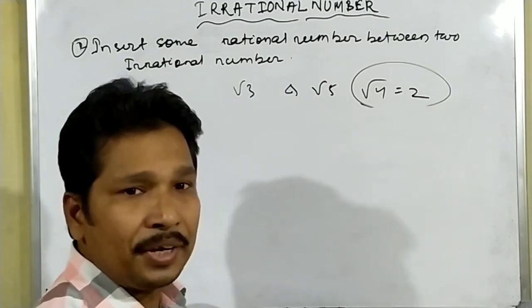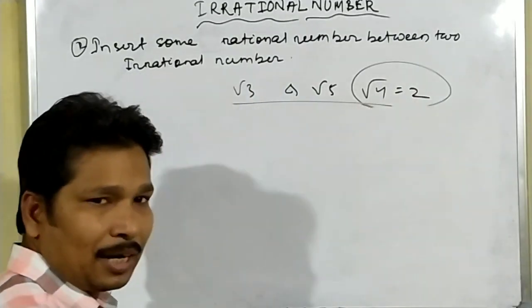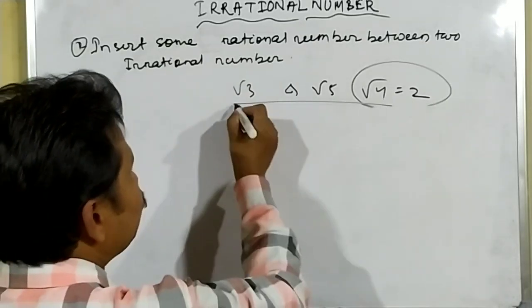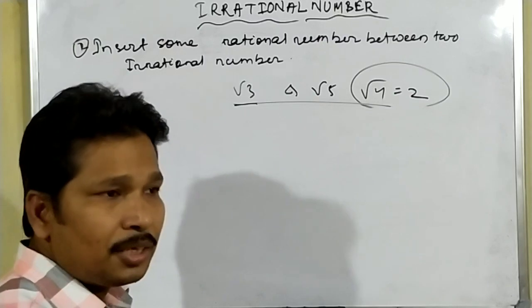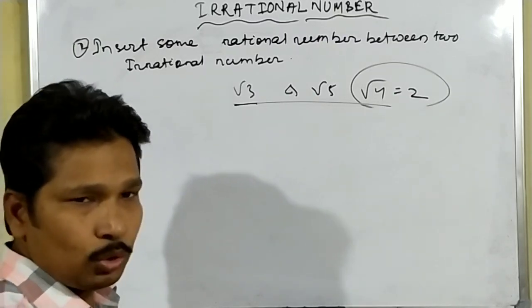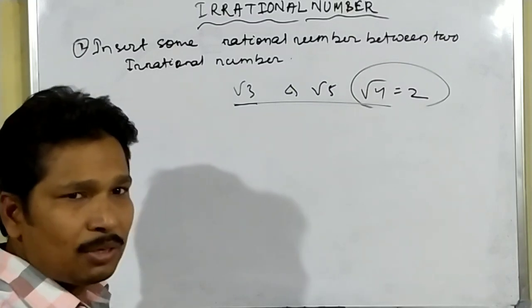So how can we find them? For this, the method will take some time. For this we have to find the roots of the numbers in decimal form. We have to convert the given irrational numbers into decimal form.